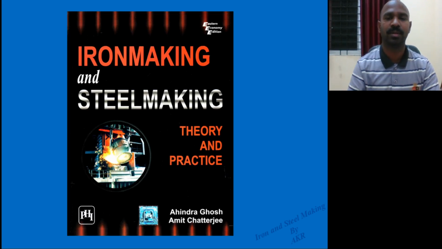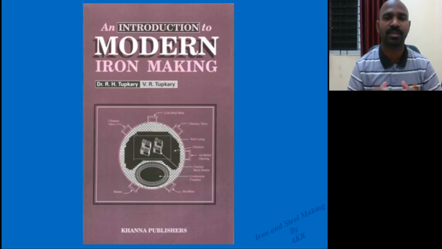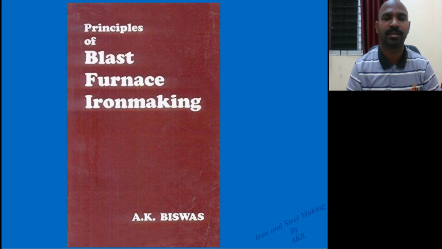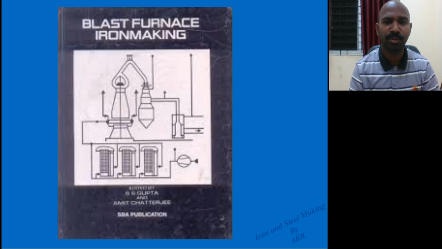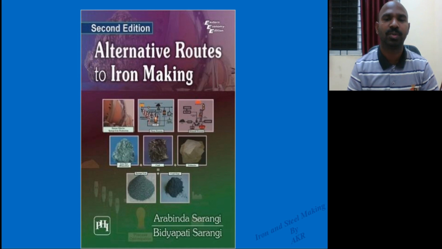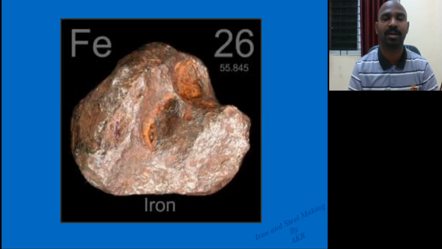Indra Ghosh's textbook on iron making and steel making, and Tupkari's textbook on iron making, and Blast Furnace Iron Making by A.K. Biswas, Blast Furnace Iron Making by O.P. Gupta, and the alternative route of iron making, the sponge iron production process textbook, by A. Sarangi and B. Sarangi. And this is the iron: atomic number is 26, atomic weight is around 56.